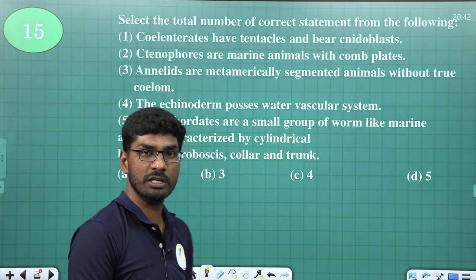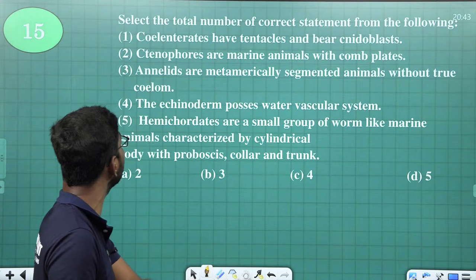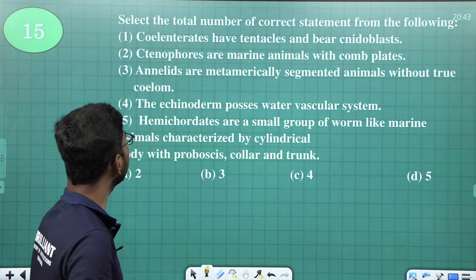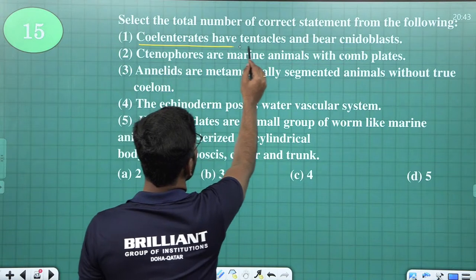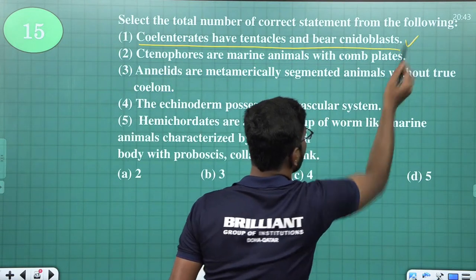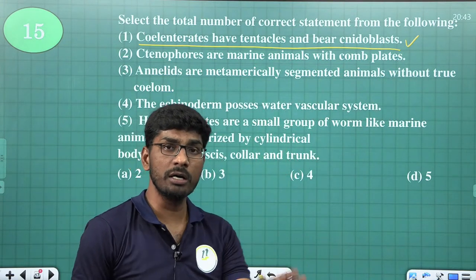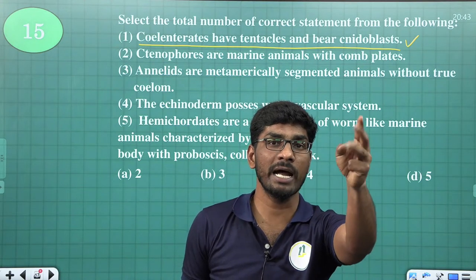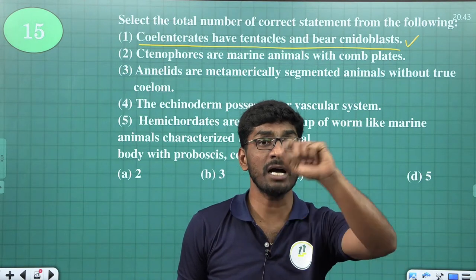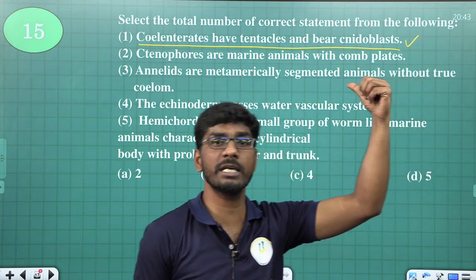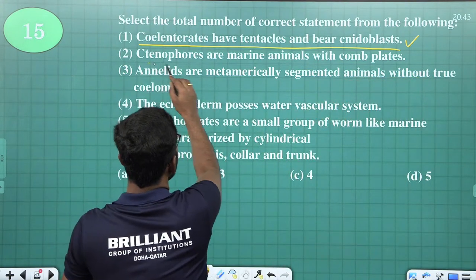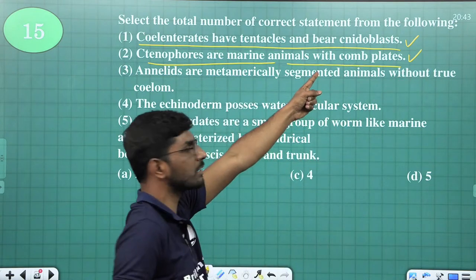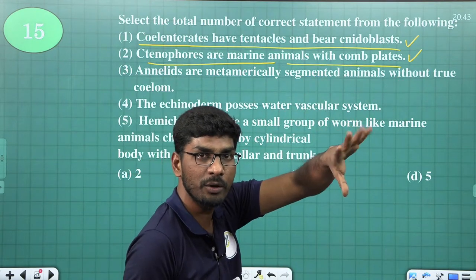Again, statement based question. Five statements given. Select the total number of correct statements from the following. Cnidarians have tentacles and bear cnidoblast. Correct. Cnidoblast or nematocytes present in tentacles for anchorage, defense and capture of prey, I said. And alternation of generation also present in the cnidarian, I said. Polyp and medusa. Ctenophora are marine animals with comb plates. Correct. Comb plates are 8 for locomotion, I said.